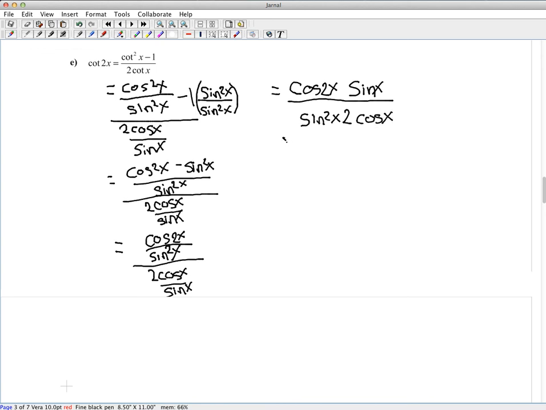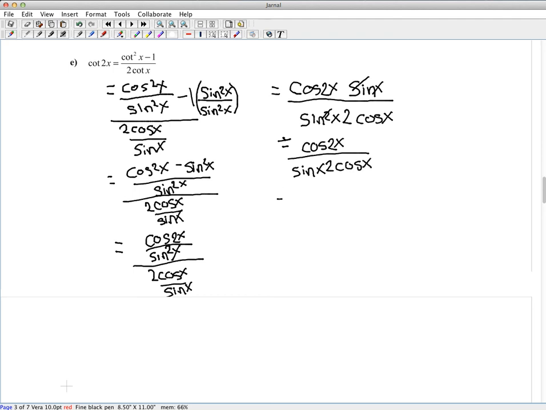And then from here, I'd see that I have 1 sine x here and a sine squared x here, so I can cancel those. So I'll now have cos 2x over sine x times 2 cos x.